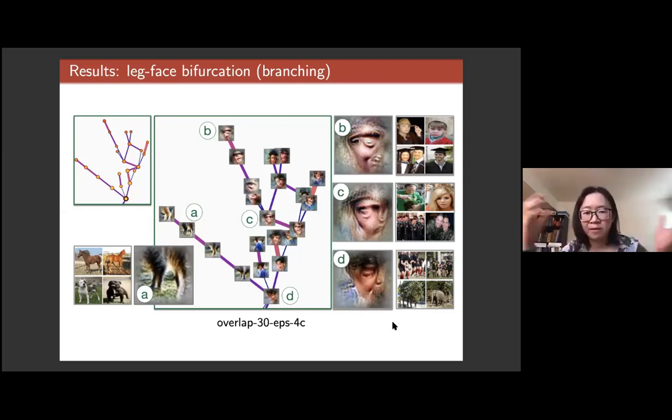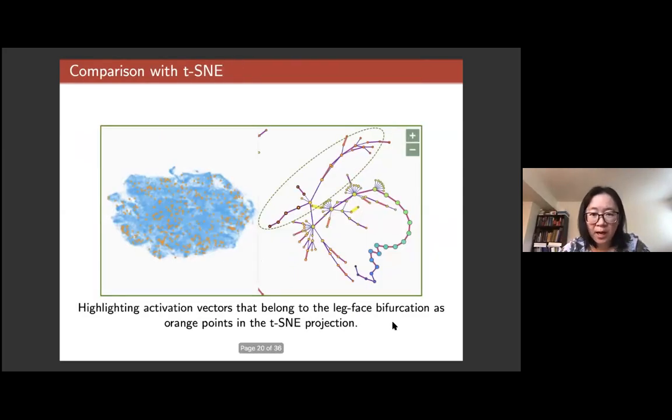But then when they diverge far apart, the humans start to be more into sort of face and so on and so forth. So we call this leg-face bifurcation. In some sense, the neural network is recognizing similar features between human images and animal images in terms of the leg features. So that's one.